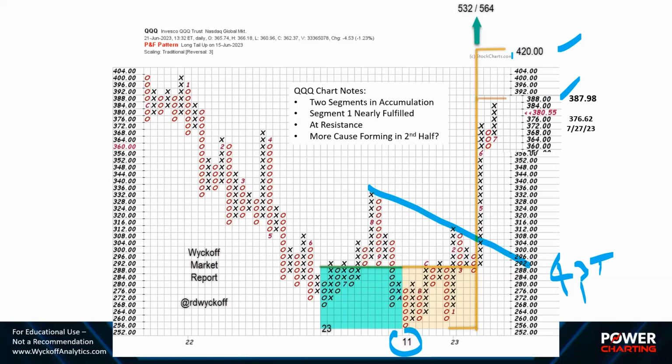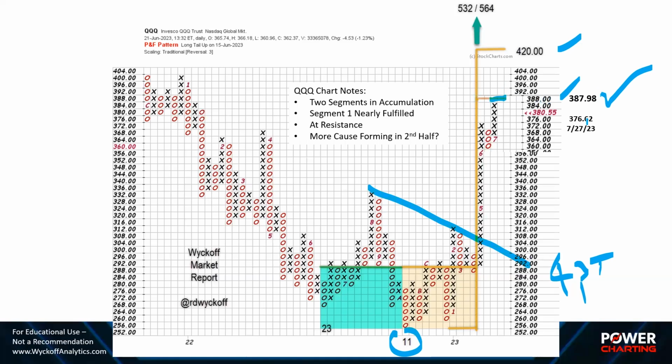I flagged these counts. Well, look where we went. We went to 387.98, 0.02 points from hitting exactly our minimum count objective. That's all we have to do. But we could go higher, we could still go higher.